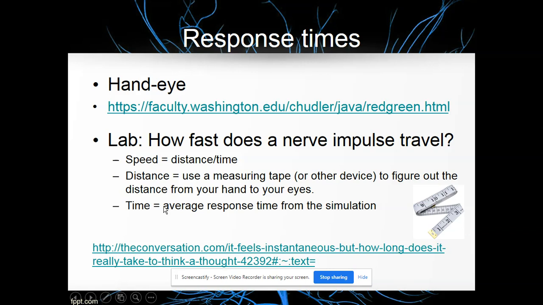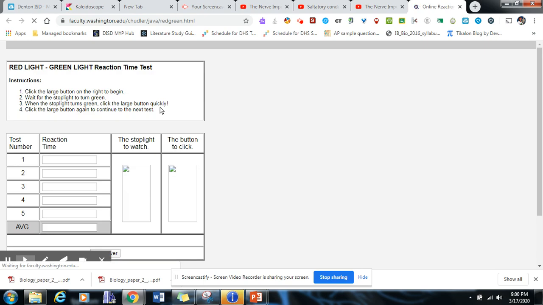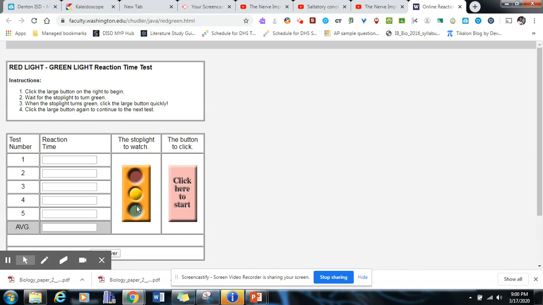And then for time, you're going to play this hand-eye coordination game. How it works is when you're ready, you click that start button. The light's going to go from red to green. When it goes green, you click the button again like that. Whoa, that was really slow. And then you play it again and you get a nice average reaction time.